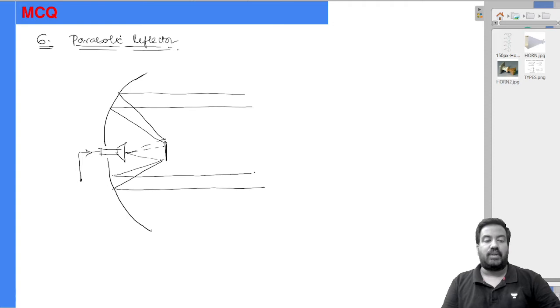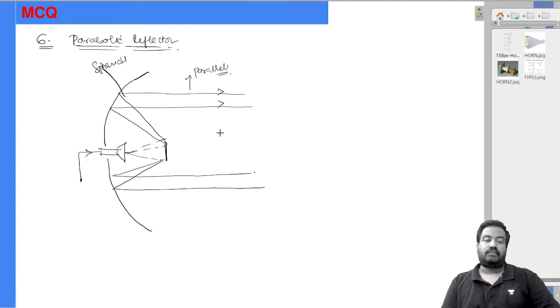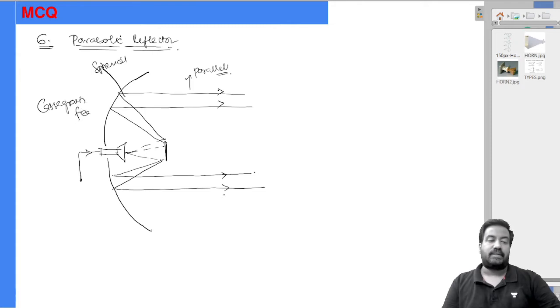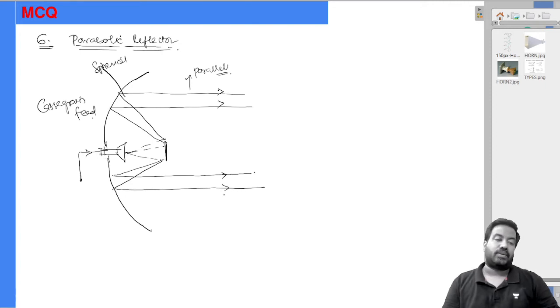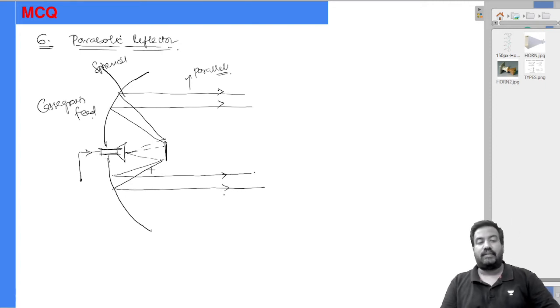So here the parabolic dish is converting the spherical wavefront into a parallel wavefront so that it can be transmitted for a longer distance. This is happening at the transmitter side, and this feed is called Cassegrain feed. Cassegrain means making into two. This is splitting this into two, and the feeding is done. Therefore, this is called Cassegrain feed.